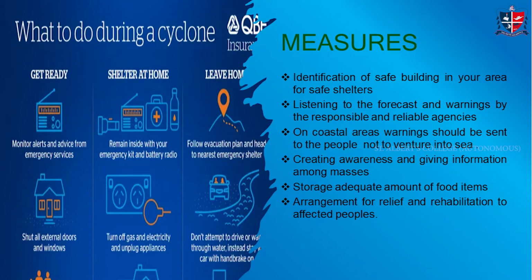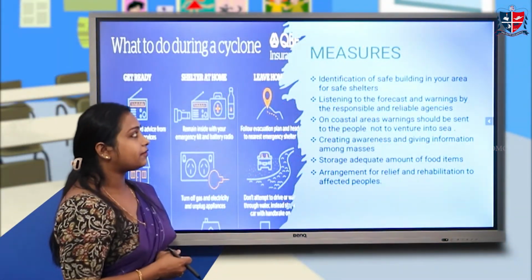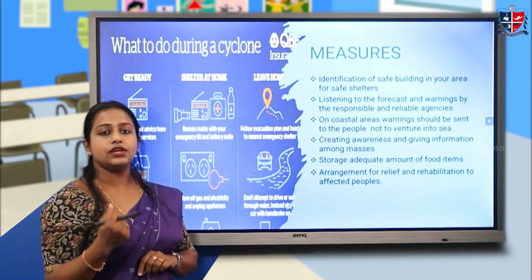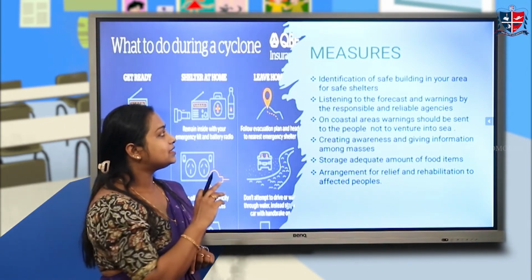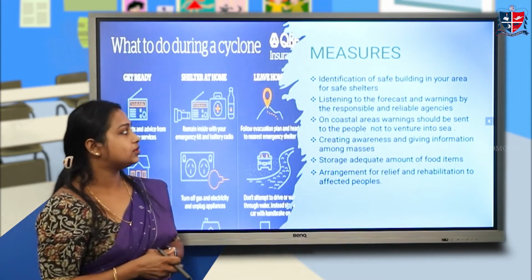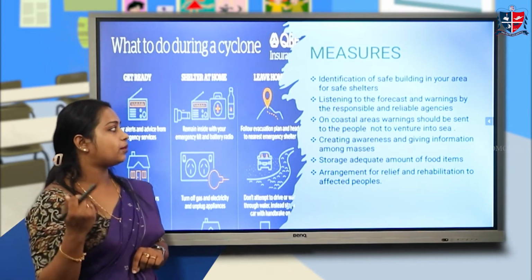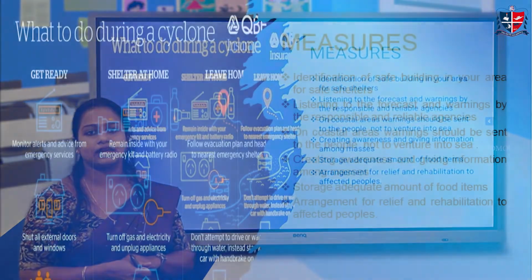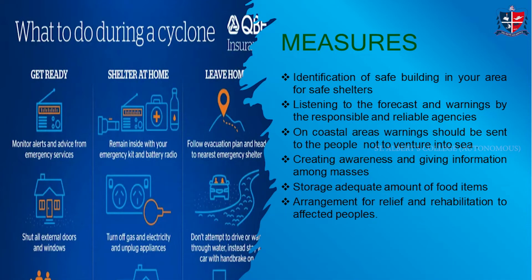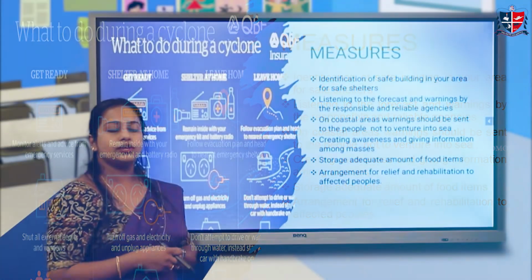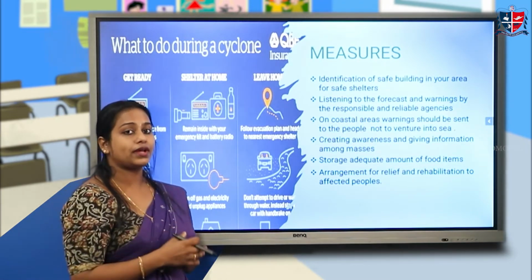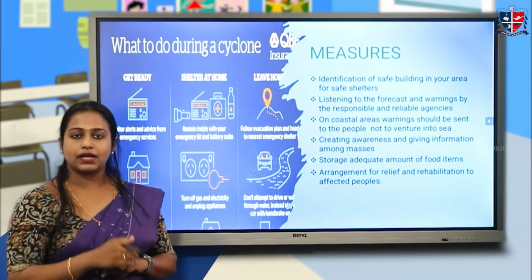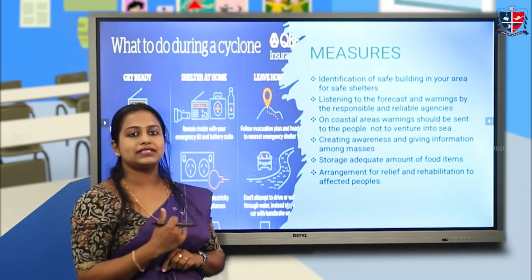Some of the measures that can be followed during this type of event: you can identify a safe building in your area as a shelter, so that you are not much affected by the cyclone waves or pressure. Then listen to the forecasting and warnings given by the government agencies. In coastal areas, a warning should be provided so that people do not go into the sea for fishing or other activities. Create awareness and give information to the people around. Store adequate food items so that they do not move out of their shelters, to avoid further risk or injuries. And proper arrangement of relief and rehabilitation for the affected people are some of the measures that can be followed during a cyclone.